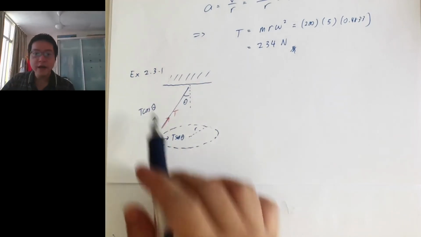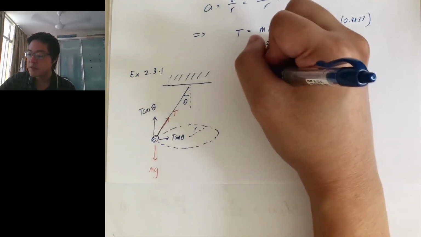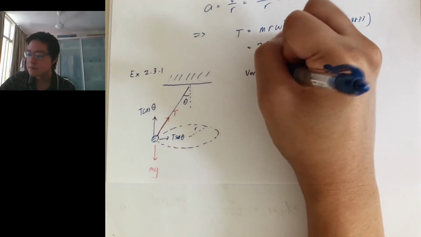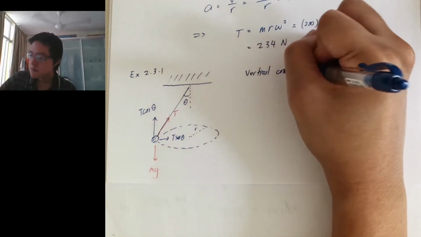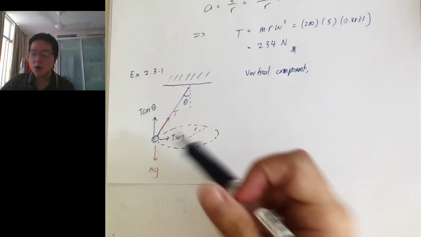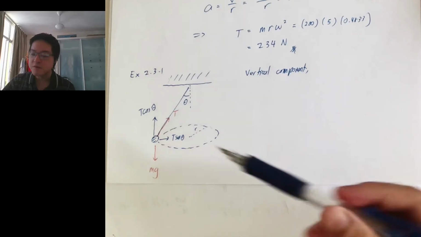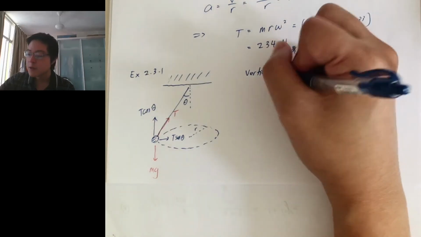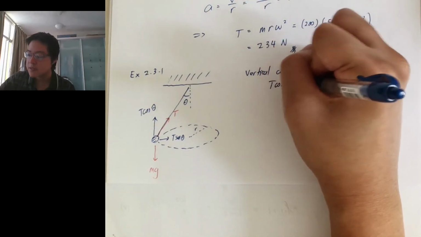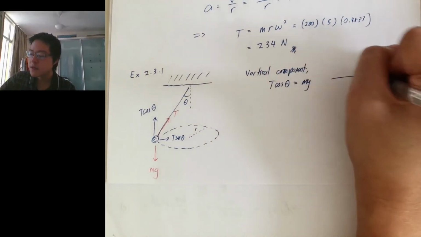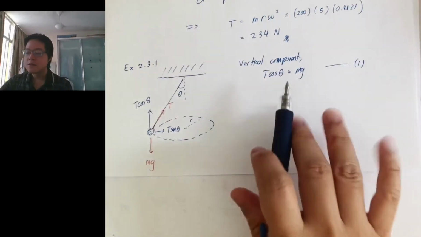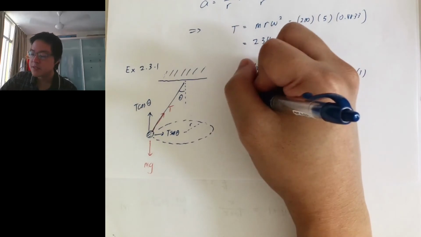So we have two components to solve here. So for the vertical component, this is in equilibrium, right? There's no vertical motion over here. So for the vertical component, we easily have T cos theta is equal to mg. Am I right? So I got my first equation. So my second equation is the horizontal component.